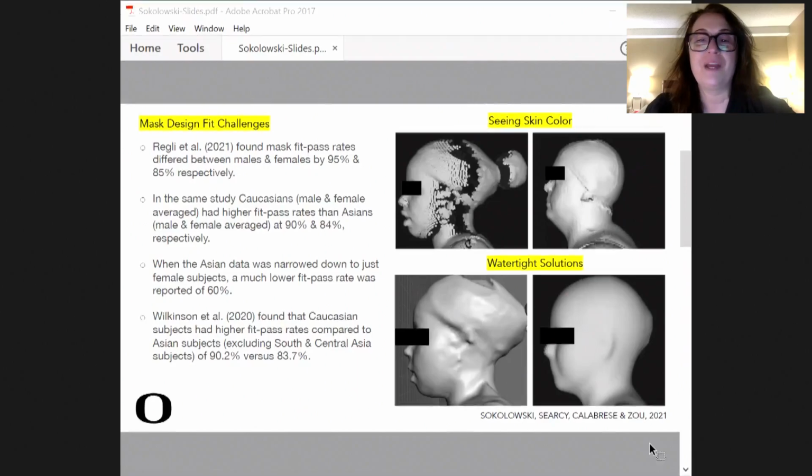Secondly, we found that scanning databases often collect head scans with folks wearing skull caps that cover the ears. And knowing that the ears are a major anchoring point to the design and fit of a mask, better care needs to be taken by data collectors to capture better scan data.